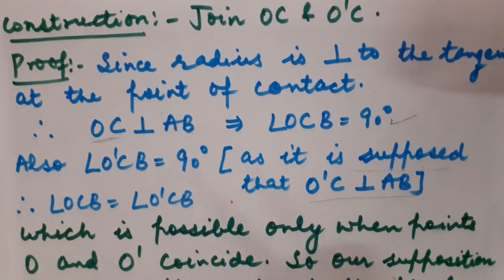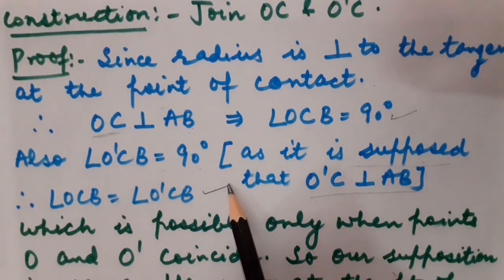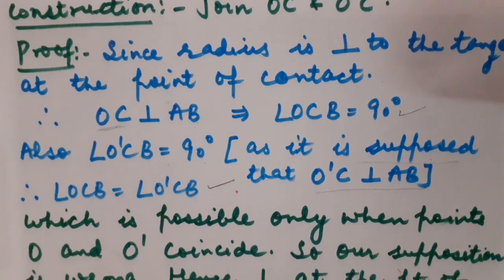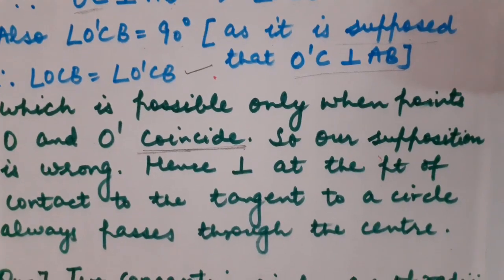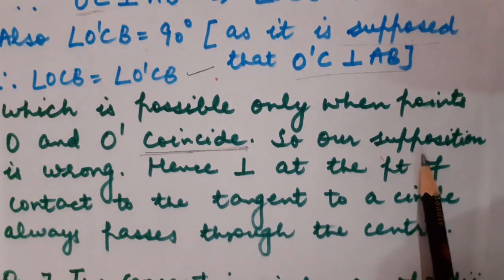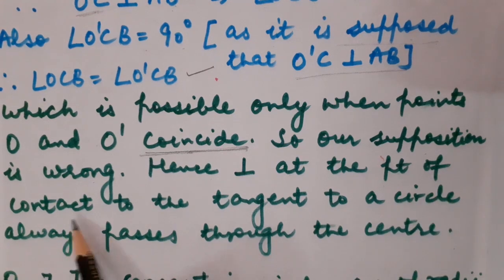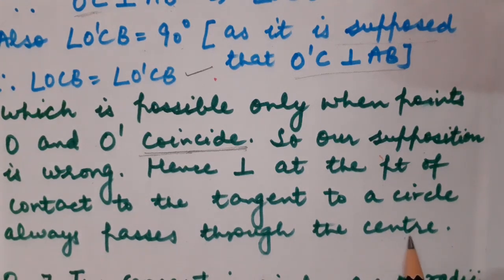Okay. So it means angle OCB must be equal to angle O dash CB, means both are 90 degree. But will it ever be possible that from a particular point you can draw more than one perpendicular on the same line segment? Which is possible only when point O and O dash coincide each other, means they are overlapping each other. So our assumption, or I should say our supposition, whatever was assumed by me, that is wrong. So hence perpendicular at the point of contact to the tangent to the circle always passes through the center point only. Correct, children?